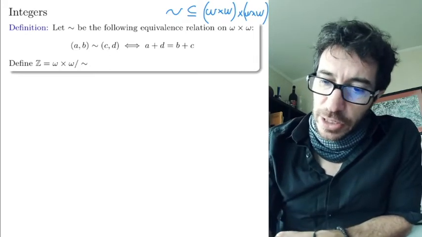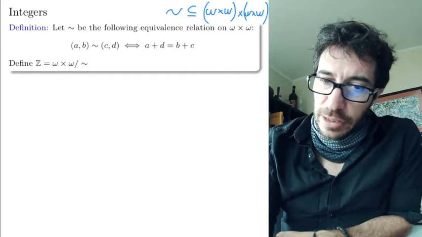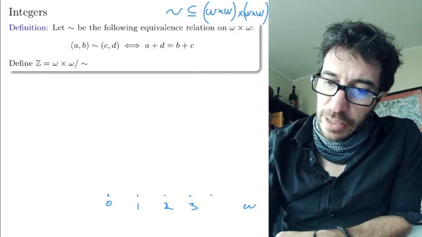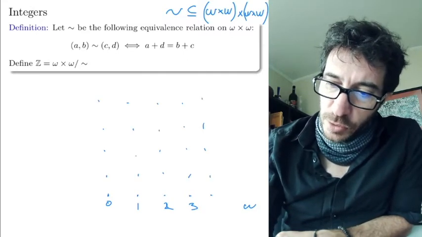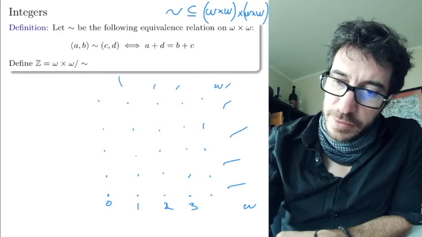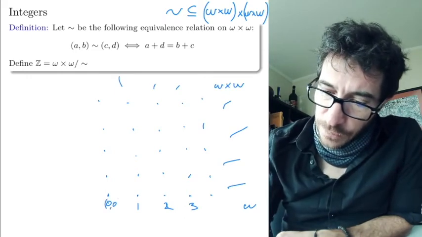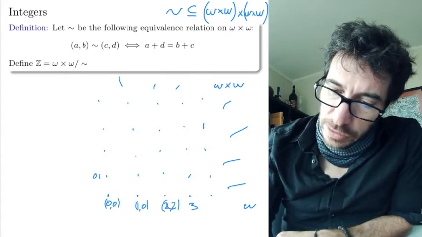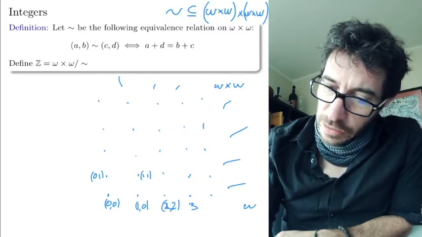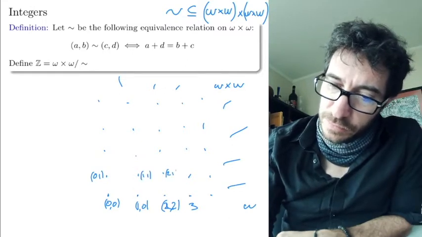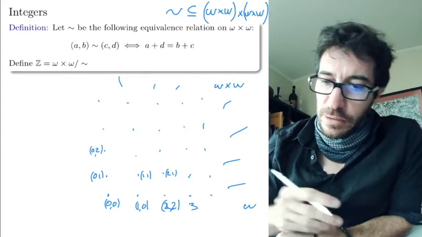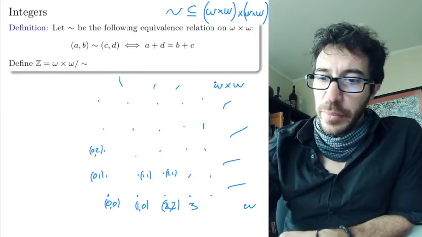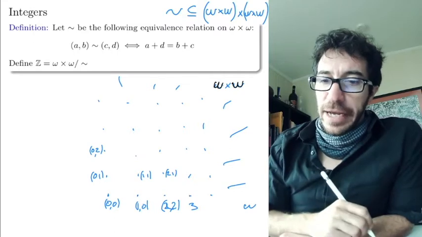Let's see what these look like. If omega looks like 0, 1, 2, 3, that's omega. And then you have omega times omega. You have a grid, right? And that goes on, and it goes up. That's omega times omega. This one is (0, 0), and this one is (1, 0). This one is (2, 0), and here is (0, 1), and here is (1, 1), and here is (2, 1), (0, 2), and so on and so forth. We have this grid of elements representing the Cartesian product omega times omega. Who's equivalent to whom?